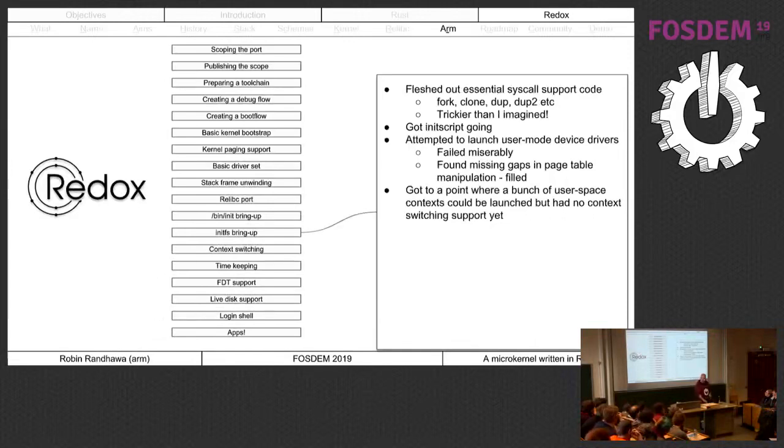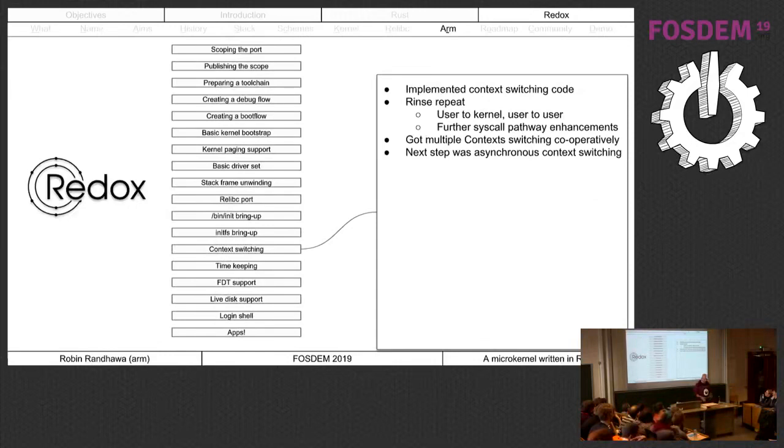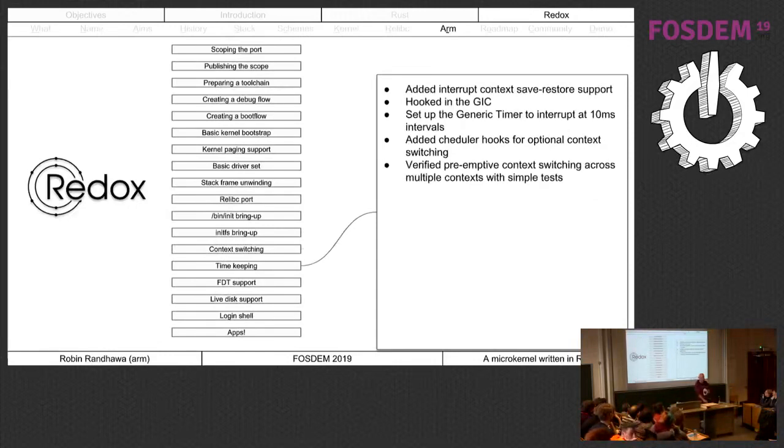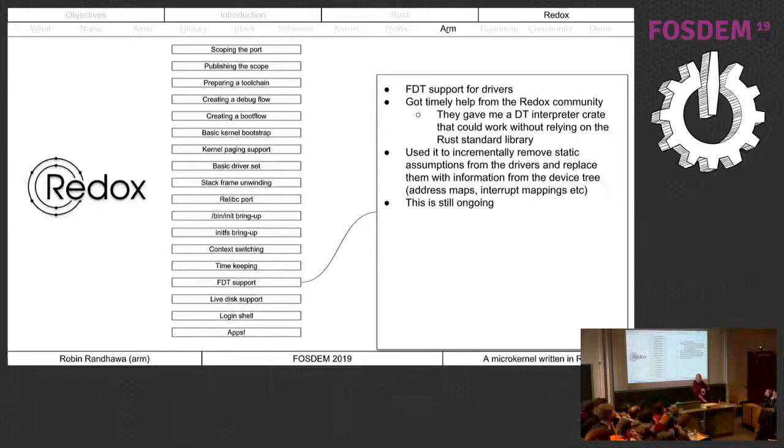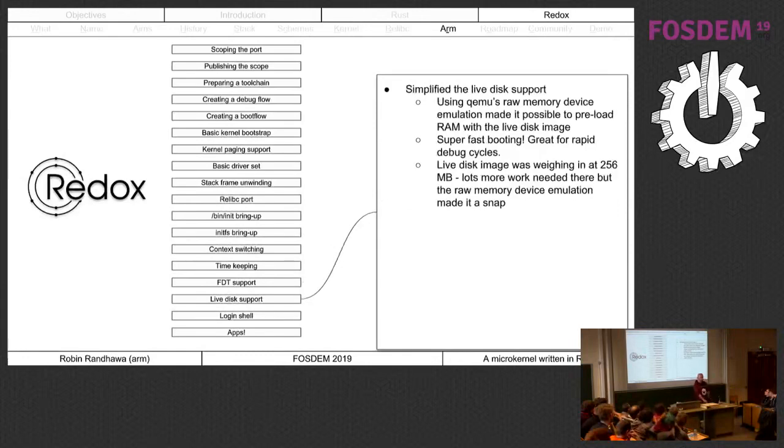Then I fleshed out supporting system calls and got some optimizations there. Lots more work required here. Got init scripts going. Context switching code, rinse, repeat. Everything's fantastic. Interrupt controller, timers, scheduler hooks, FDT drivers. Changing all of the raw drivers I had written to use FDT so you can be a little more dynamic. And then started using live disk.